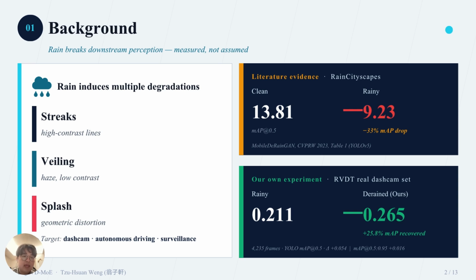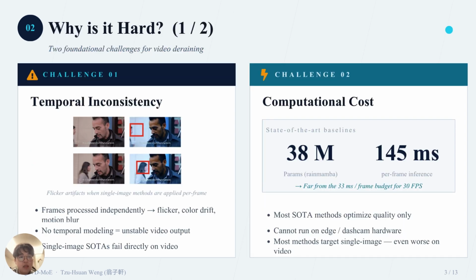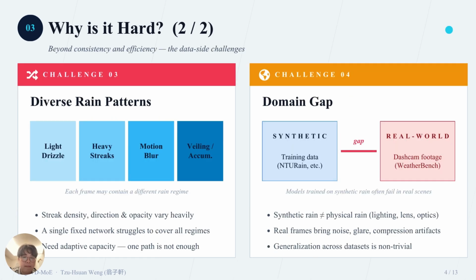Also, this kind of degradation is really various, like having splash, veiling, and streaks. One of the challenges is that if we apply a single image method on each frame, it will cause some temporal inconsistency, which we will see later in the visual comparison. Another thing is that the computational cost is often large in this kind of deraining research, because most methods use transformer or Mamba.